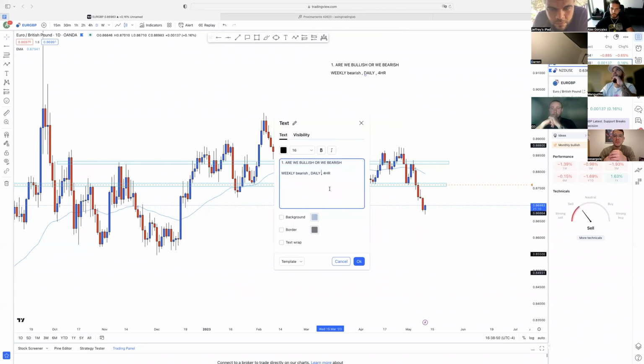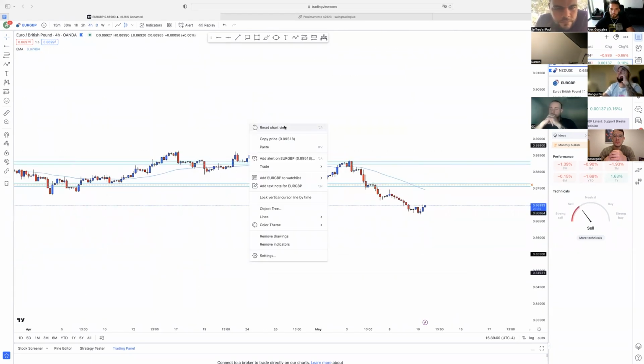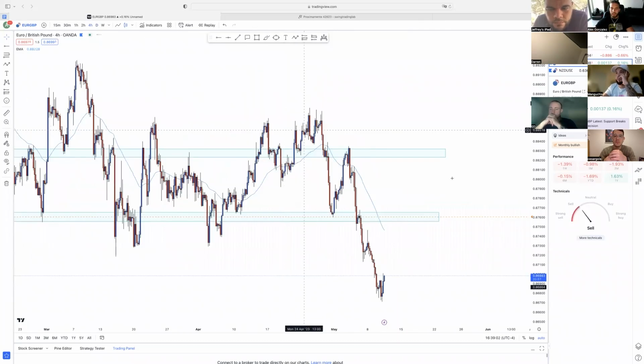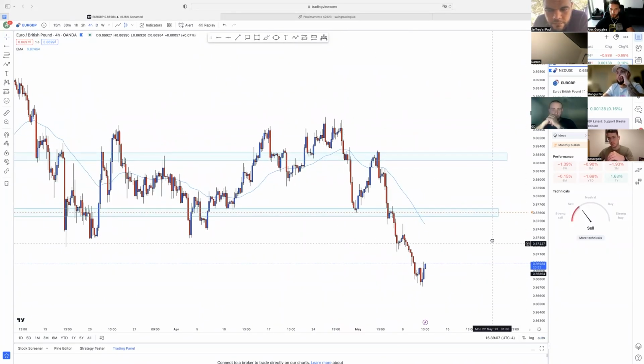You guys see how fast we get through these? This is how it's supposed to be. You're going to get to the point where you can tell in like a second, because you just look at the market structure and you know. It's really not rocket science, right? Now, the 4-hour time frame. Are we bullish or are we bearish?